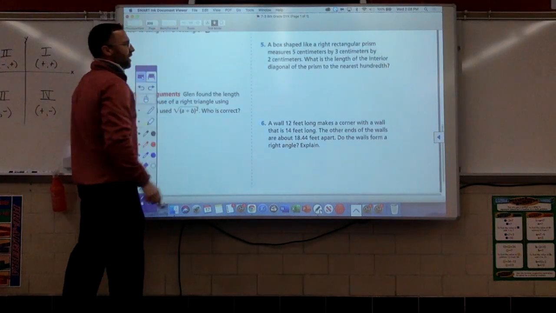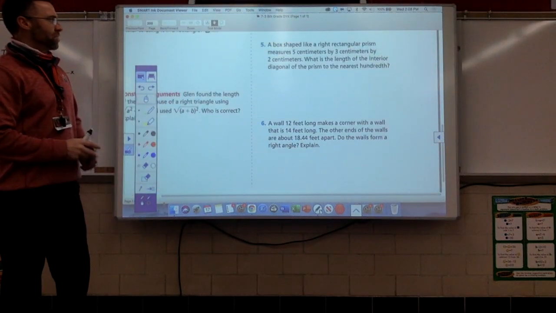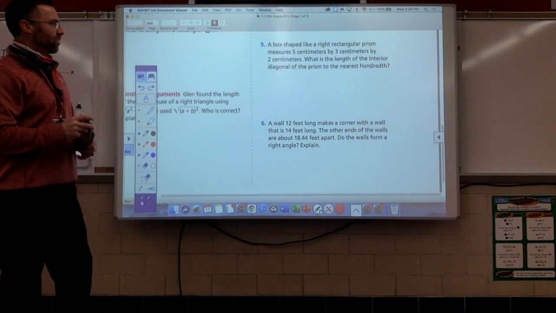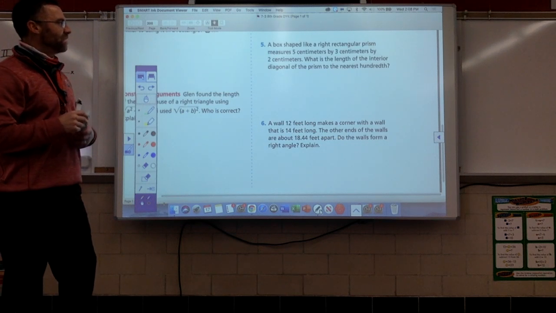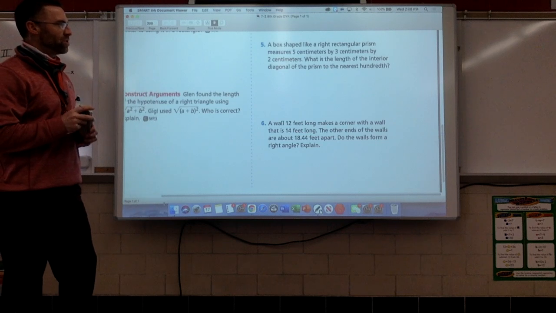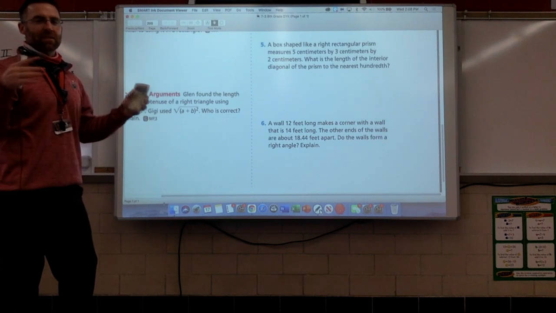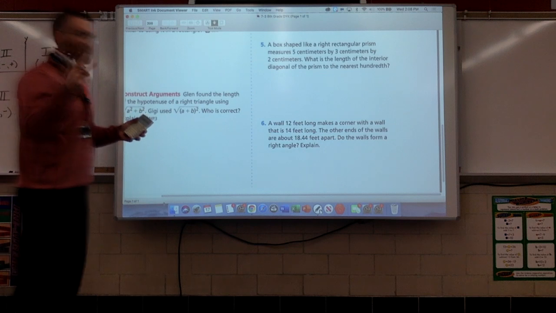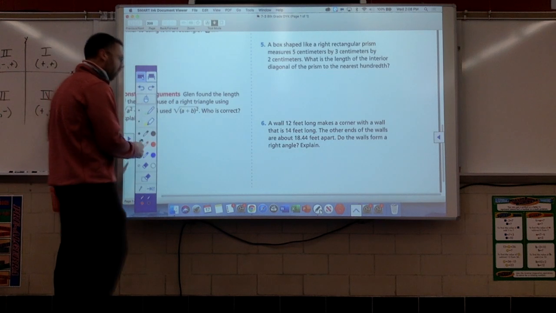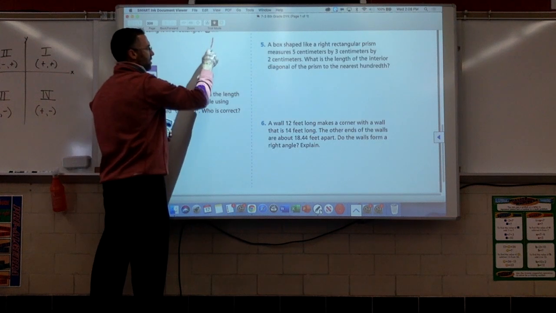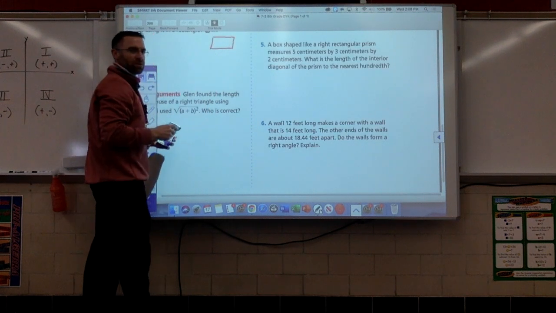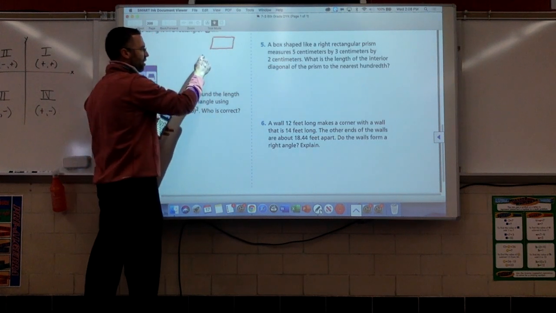All right, number 5. A box shaped like a rectangular prism measures 5 centimeters by 3 centimeters by 2 centimeters. What is the length of the interior diagonal of the prism to the nearest hundredth? This goes back to what we did in example 2. Draw a picture, folks. Here's my best drawing of a rectangular prism. Start with a rectangle.